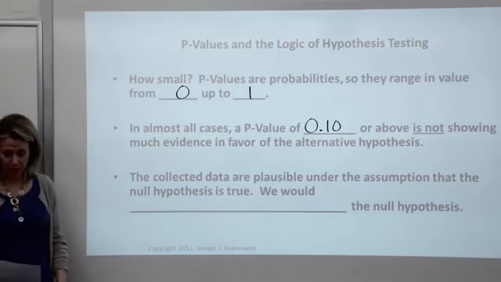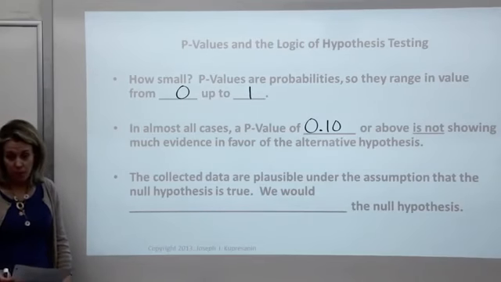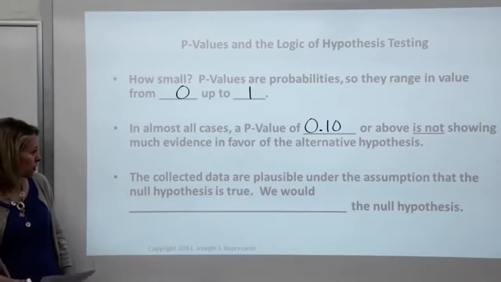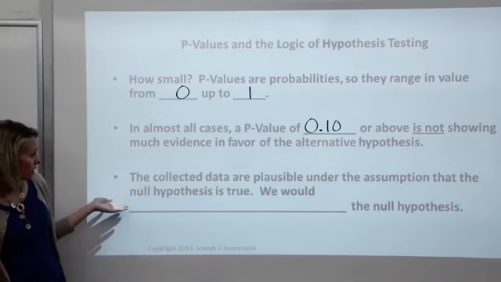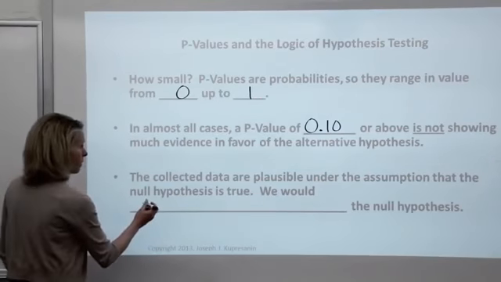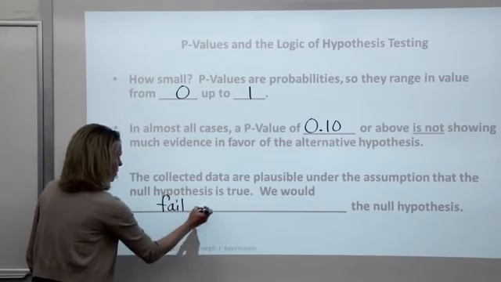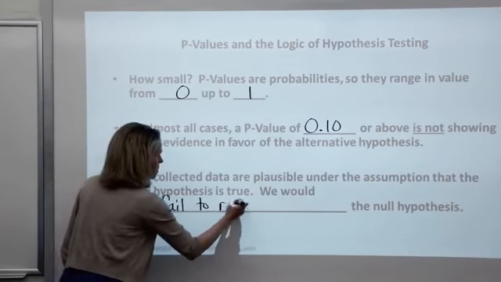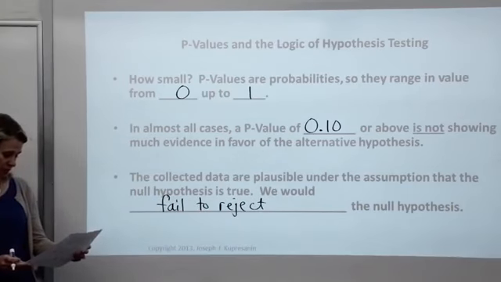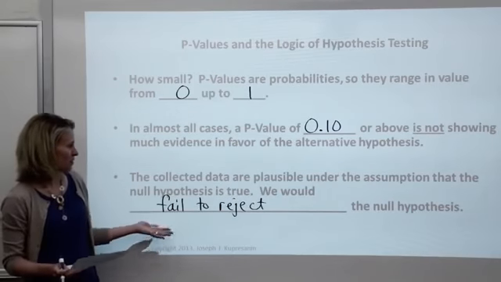Next bullet point. The collected data are plausible under the assumption that the null hypothesis is true. And if that's the case, then we would fail to reject the null hypothesis. This is when we have a p-value that's not very small. I'll say it here too.